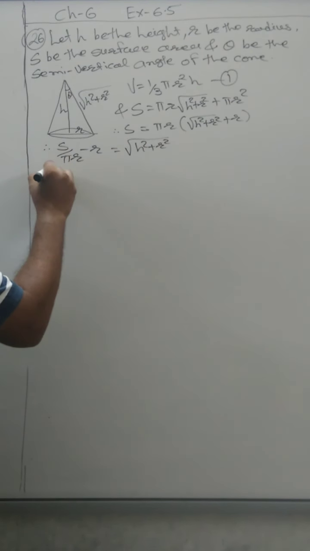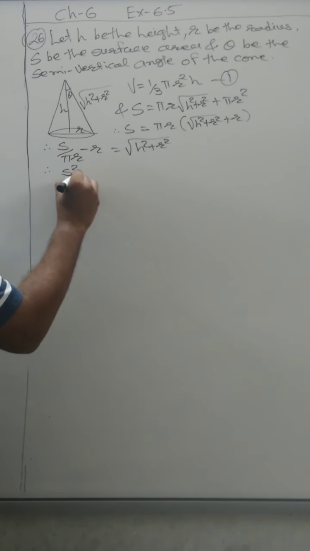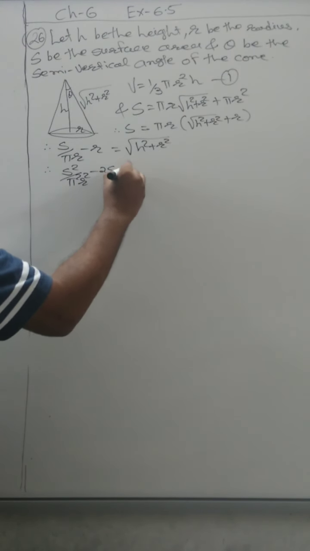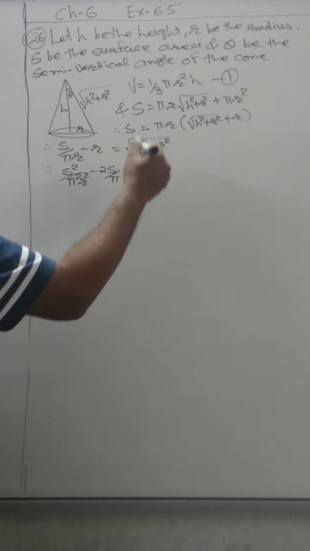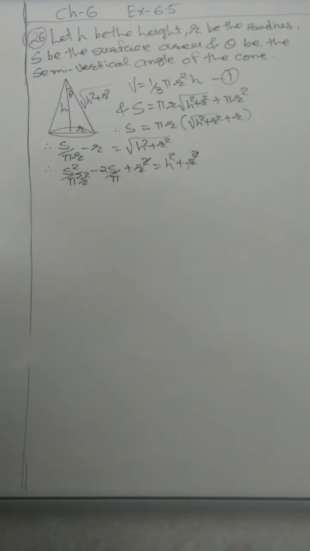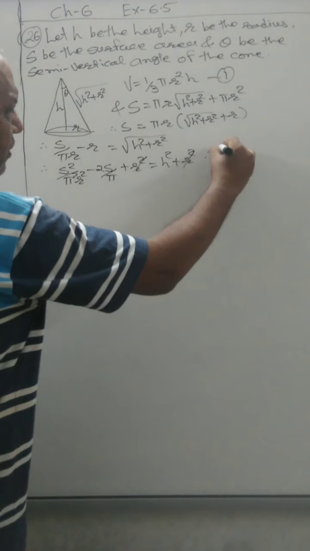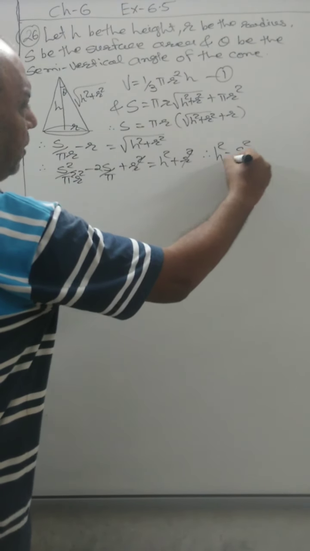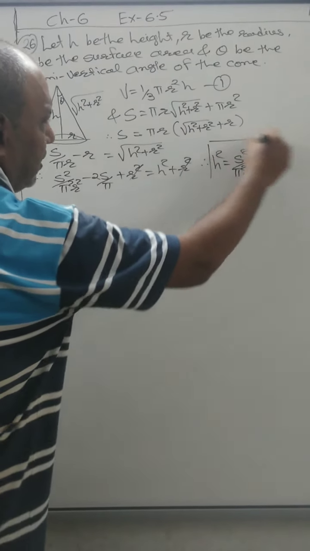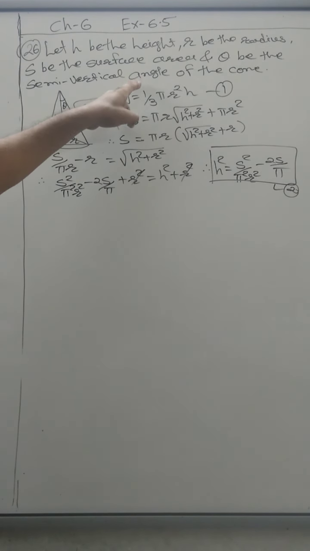Now taking the square on both sides, we get s square upon pi square r square minus 2s upon pi plus r square, equal to x square plus r square. Here also r square is removed. So we have the value of x square equal to s square upon pi square r square minus 2s upon pi. Okay, this is the second equation.